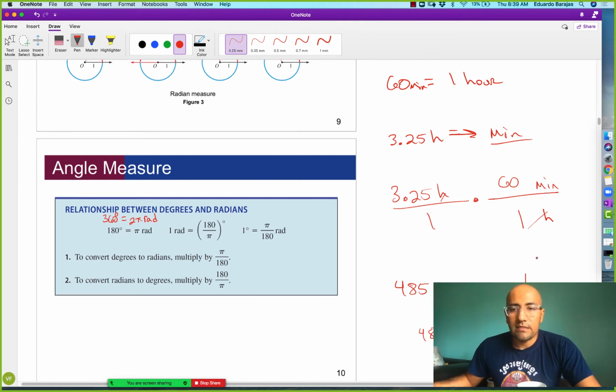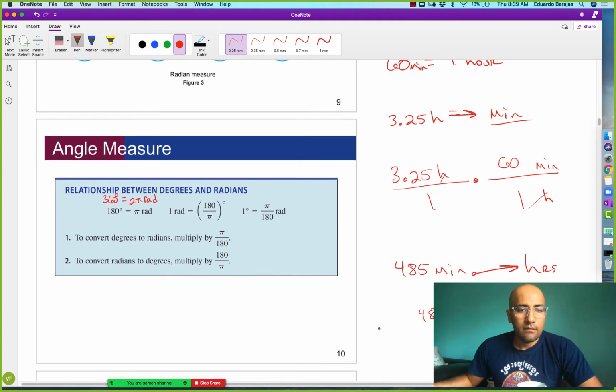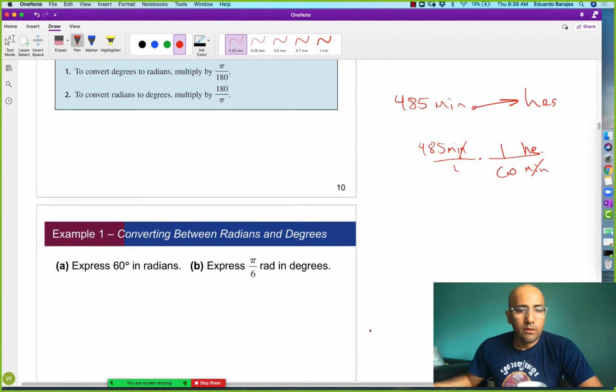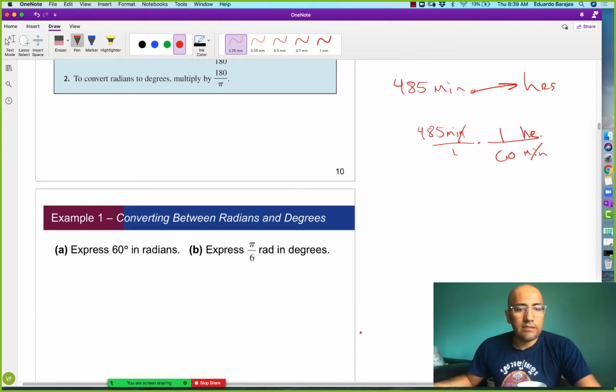So in the same spirit, we're going to do the same thing here. Keep track of whether we're starting with degrees or whether we're starting with radians. Turn it into a fraction, cancel the units out, and then use this relationship to either multiply by this fraction here or this fraction here to get to your result. For example, express 60 degrees in radians.